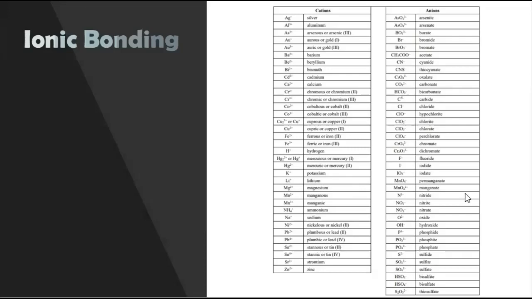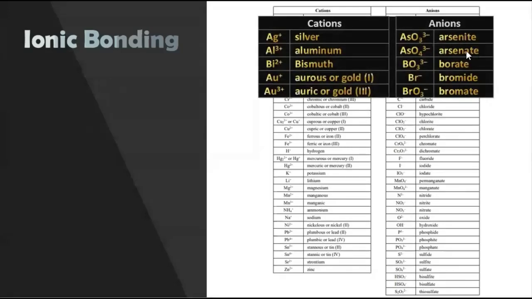For anions, we have many polyatomic ions. Polyatomic ions under anions end with ITE or ATE. Example, borate, bromate. Borate is composed of boron and oxygen. Bromate is composed of boron, bromine and oxygen. And the monatomic ion ends with IDE. So we have bromide, iodide, nitride, sulfide, oxide. Those are examples of monatomic ions.